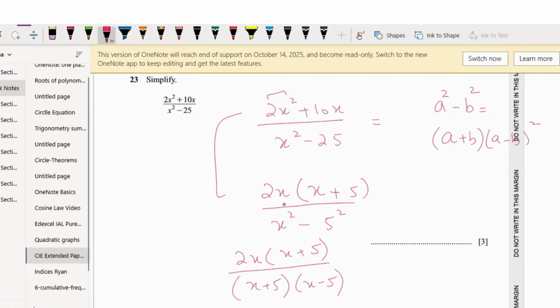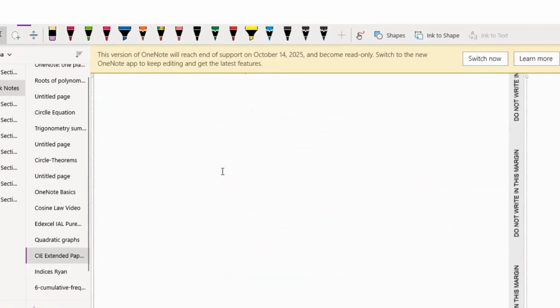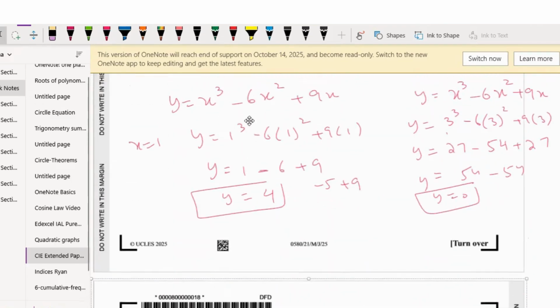So this x plus 5 on the top and x plus 5 in the bottom, we cancel it out, and the remaining thing is 2x over x minus 5. We can't simplify it anymore. So this is your final answer, simplified answer for question 23. So we are done with this paper. All the 23 questions solved, and this is it. Yeah, thank you.